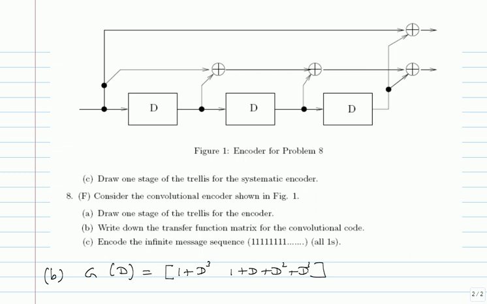Now how will you answer part C? Part C is an interesting question. Encode the infinite... yeah, so U of D is basically 1 by 1 plus D, and you have to multiply U of D with G of D. Okay, so what will you get? You should use some factoring knowledge you have.